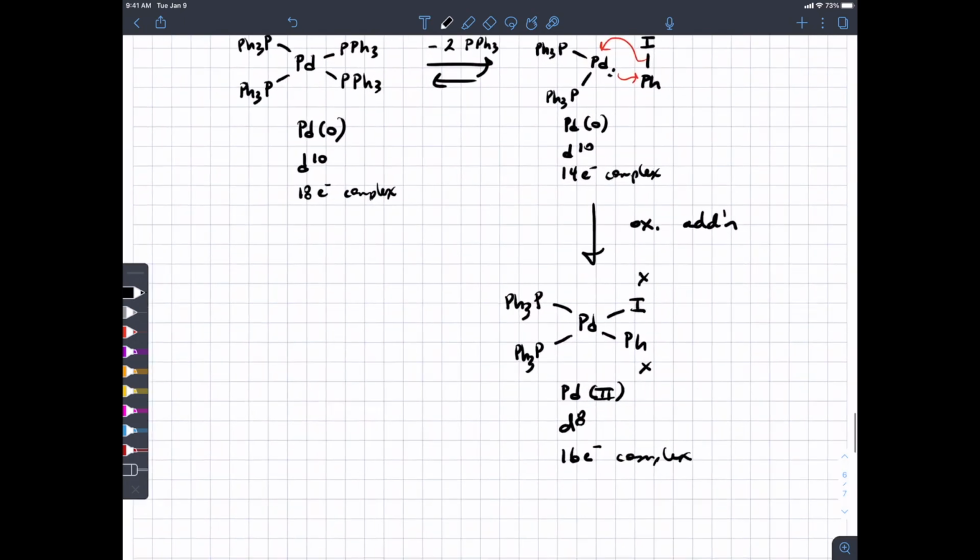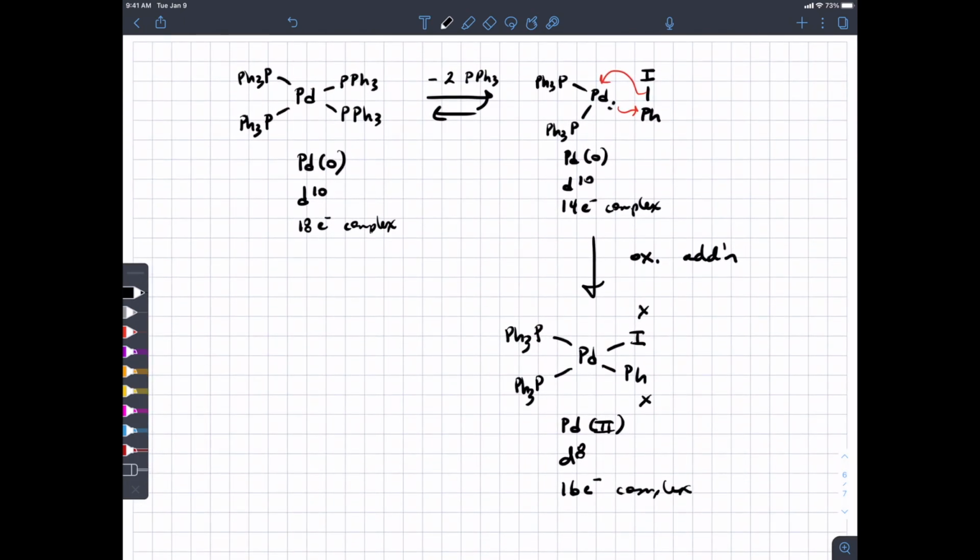So that's just one other oxidative addition step. And we'll continue on. What I'm showing you really is the first few steps of what you'll learn is the Suzuki reaction.